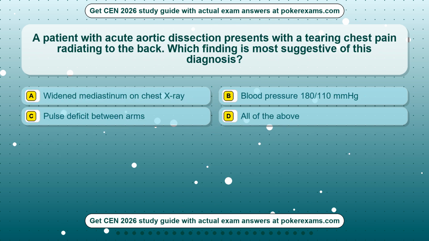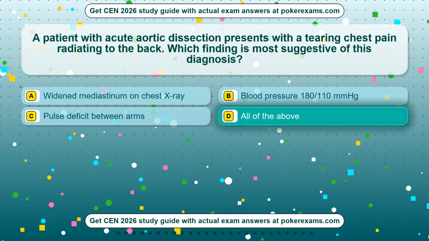Question 14. A patient with acute aortic dissection presents with a tearing chest pain radiating to the back. Which finding is most suggestive of this diagnosis? Option A, widened mediastinum on chest X-ray. Option B, blood pressure 180/110 mmHg. Option C, pulse deficit between arms. Option D, all of the above. The correct answer is option D.